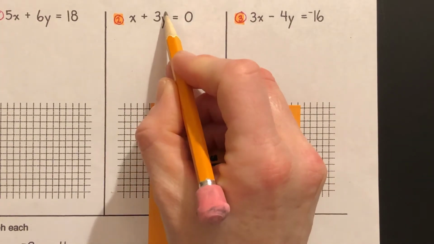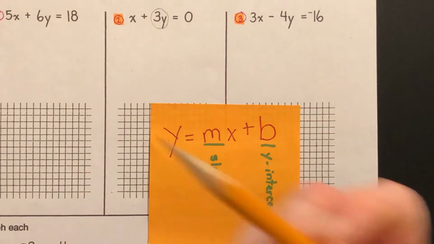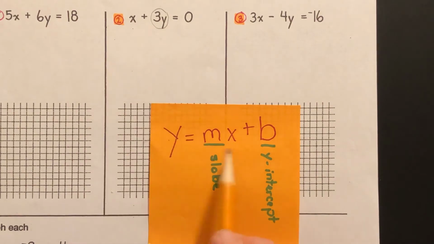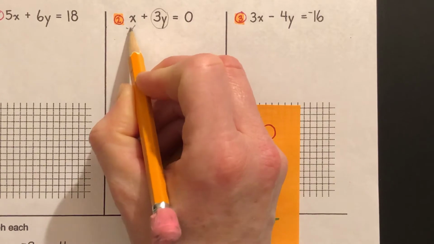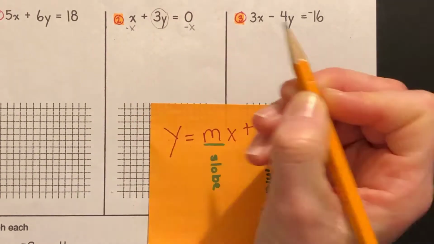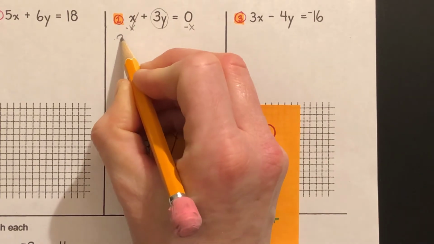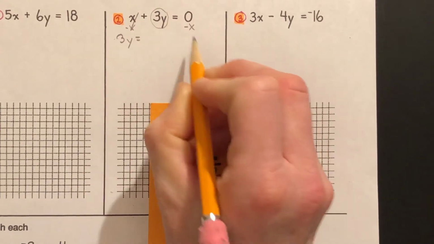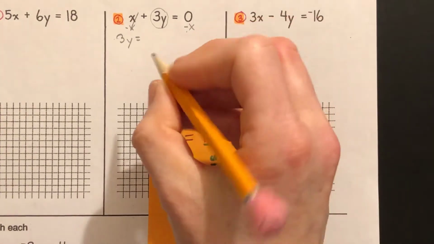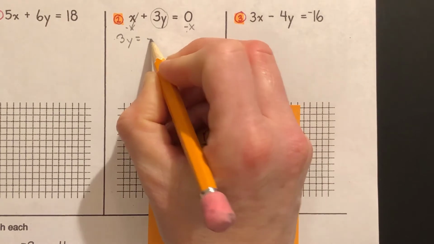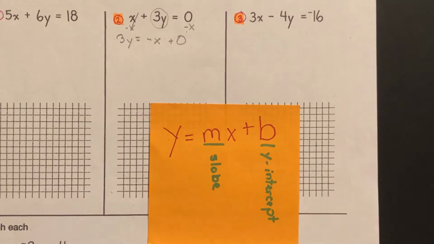The first thing we need to do is get the y term by itself. We don't want the x on this side. We want the x on the right side of the equal sign. So we will subtract x from both sides, and that gives us 3y equals, that's negative x. Remember, we do the x term first. You do the variable term and then the constant. Negative x plus 0.